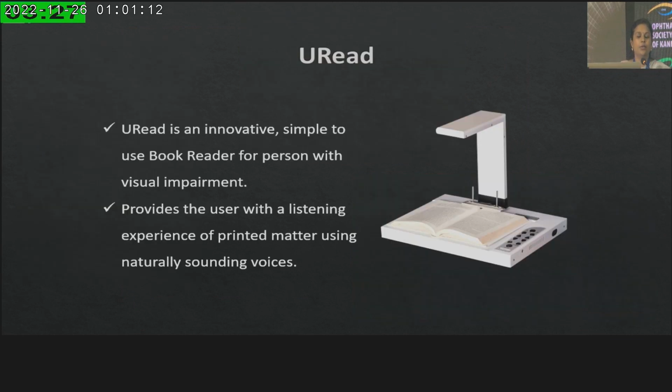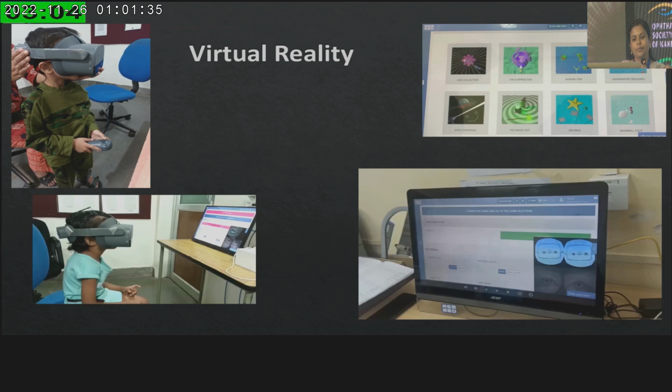Another device that we use is U-Read. If children have only reading difficulty or severe simultanagnosia and they're not able to read properly, this is a machine that will read it out for them. You can just put the book underneath, it will read it out, it will pause, it will also save what it has read. They can come and access it later. This also supports nearly 6 to 7 Indian languages, including Tamil, Malayalam, Hindi.